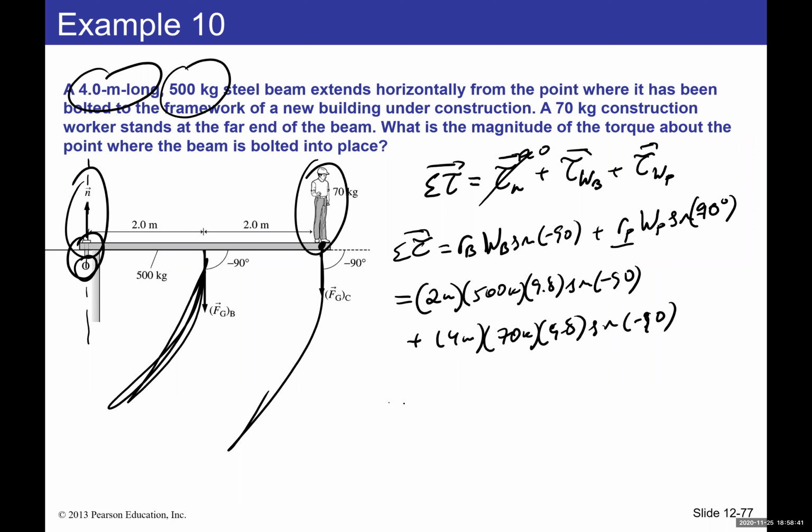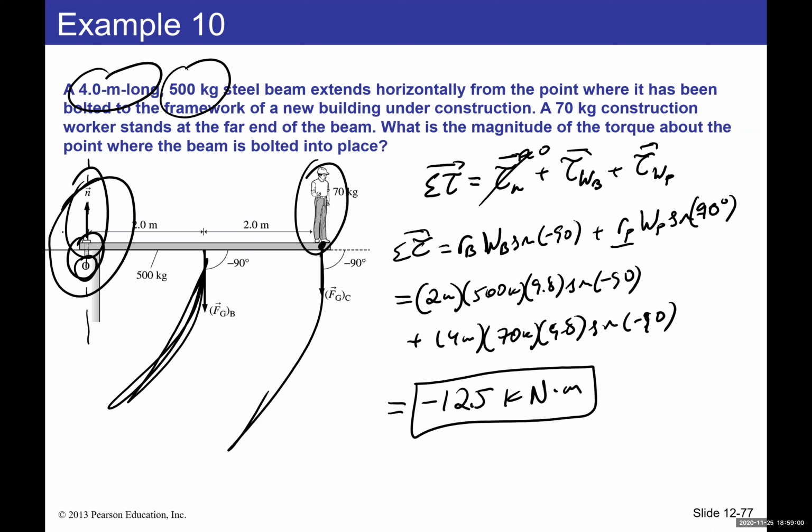All right, so what we do here is we calculate, and we're going to get negative 12.5 kilonewtons times meters. So that's basically the answer. Now, in order for this person to be able to successfully stay there without this entire thing rotating, the normal force over there has to give us enough force to keep everything at rest. But otherwise, in terms of the rotation, this thing will be rotating counterclockwise.